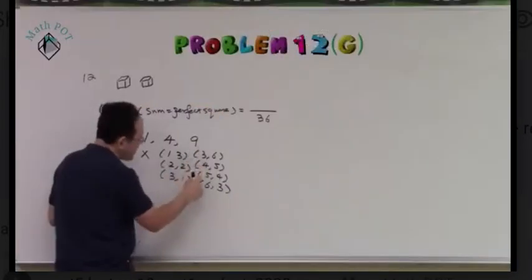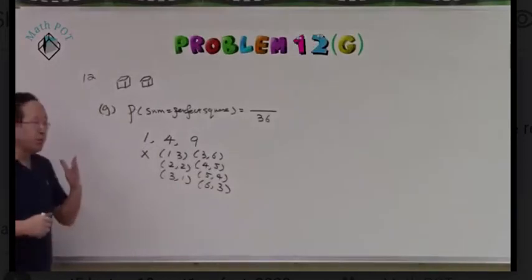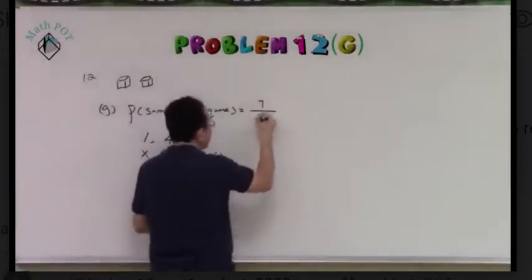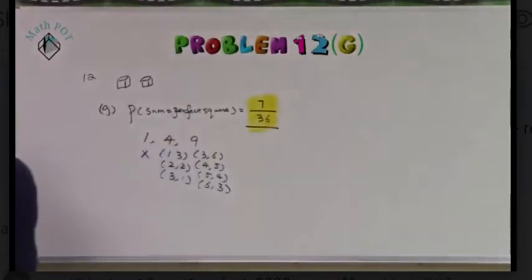If you count, it's very clear. We have 1, 2, 3, 4, 5, 6, and 7. So we have 7 minimum conditions. Of course, final answer here is nothing but 7 over 36. So make sure you understand this one.